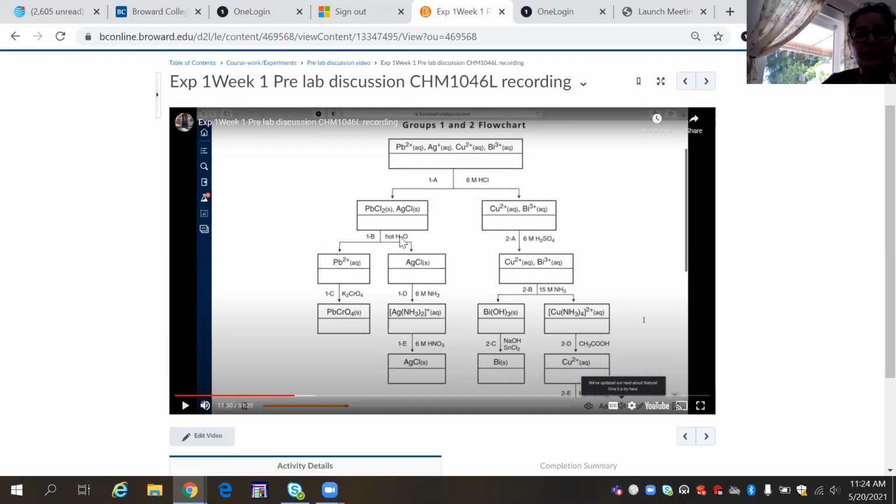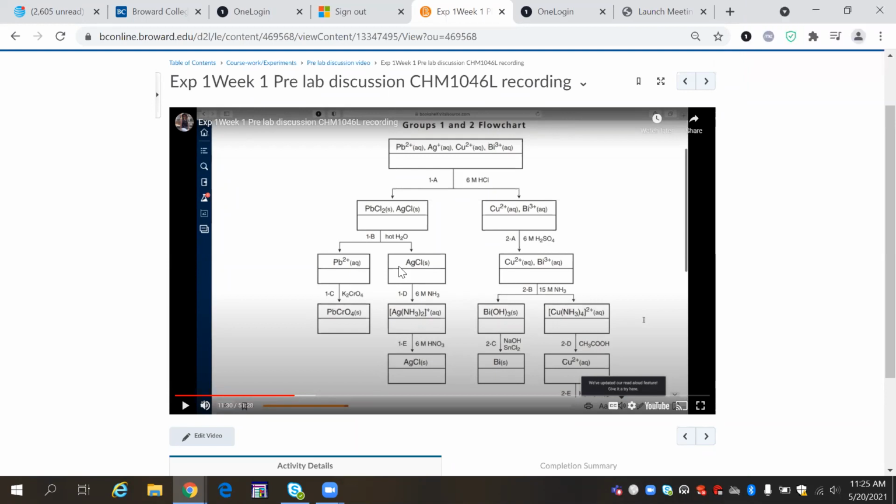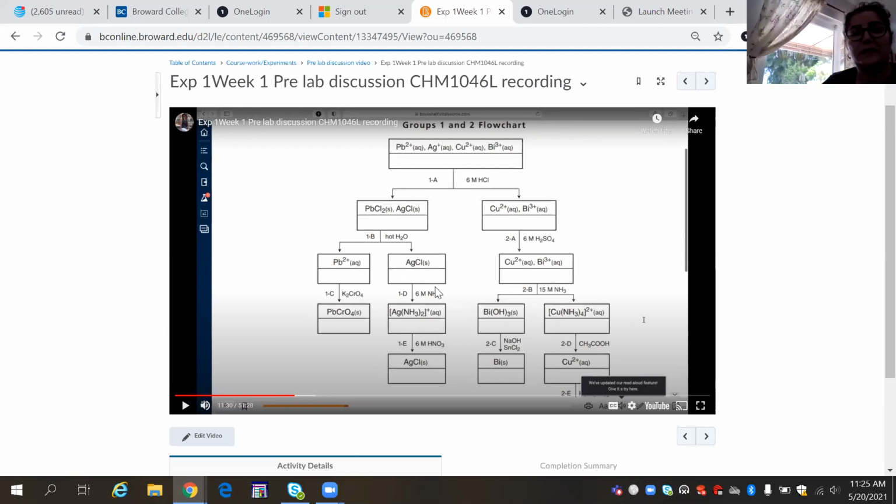So when you add hot water, what happens? Can someone tell me what happens when you add hot water? If you look at the chart, you have the answer, but I want someone to read the chart and tell me what happens when you add hot water. It separates the molecules. Which one? And how is it going to be separated? Very good, but how is it going to be separated?